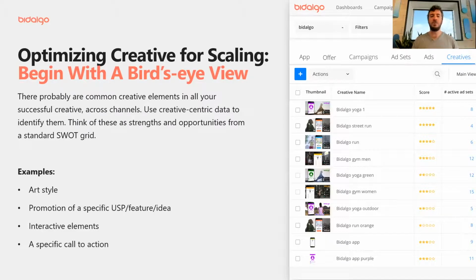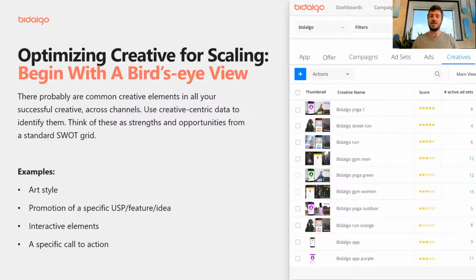One is the bird's eye view and one is the performance level view in each channel. So we want to start with the bird's eye view. This means tracking your common creative elements in your successful creatives and in your weaker creatives across the different channels, so you can see actionable insights here.